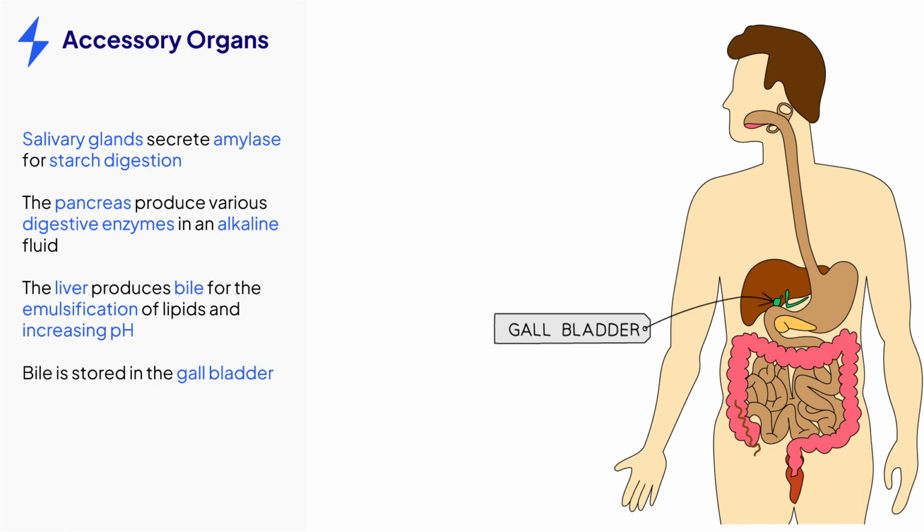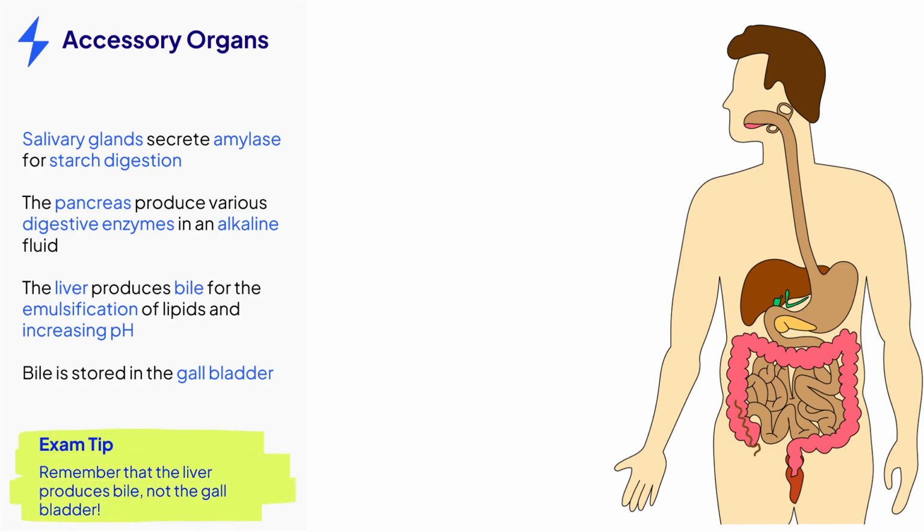Lastly, the gallbladder serves as a storage place for bile until it is released into the duodenum. Avoid the common mistake in an exam of saying that the gallbladder produces bile. That is the function of the liver.